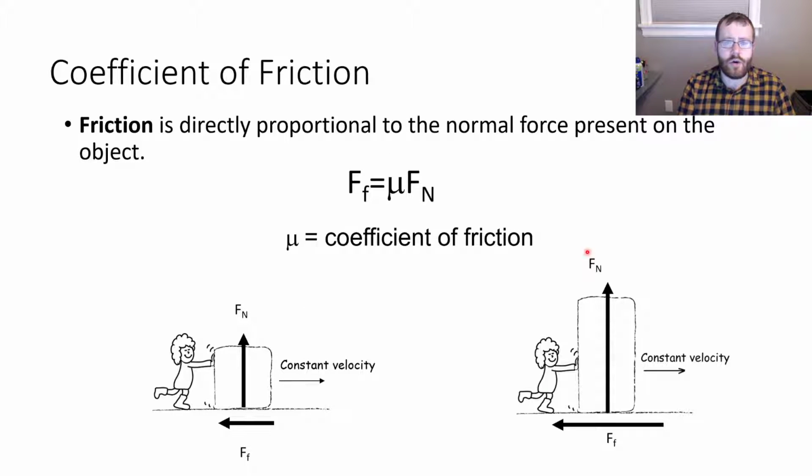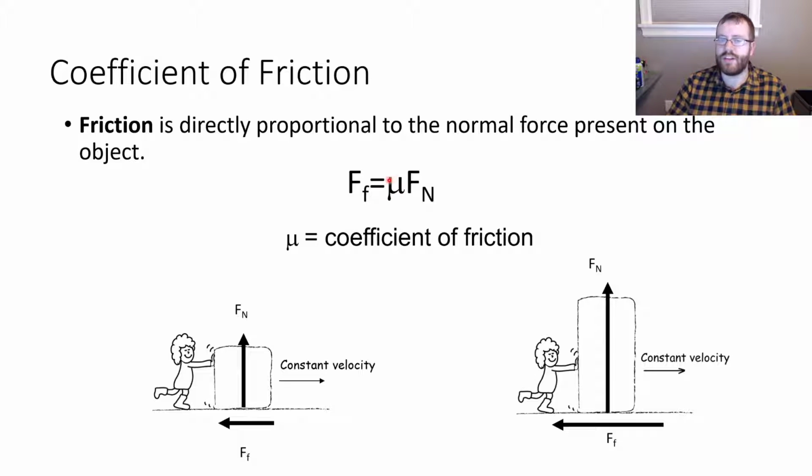All right, coefficient of friction. Now let's get into actually calculating our friction. So the frictional formula is going to be this right here. The force of friction is equal to this new letter, which is the coefficient of friction, times the normal force. So friction is related to how much the ground is pushing up on the object.